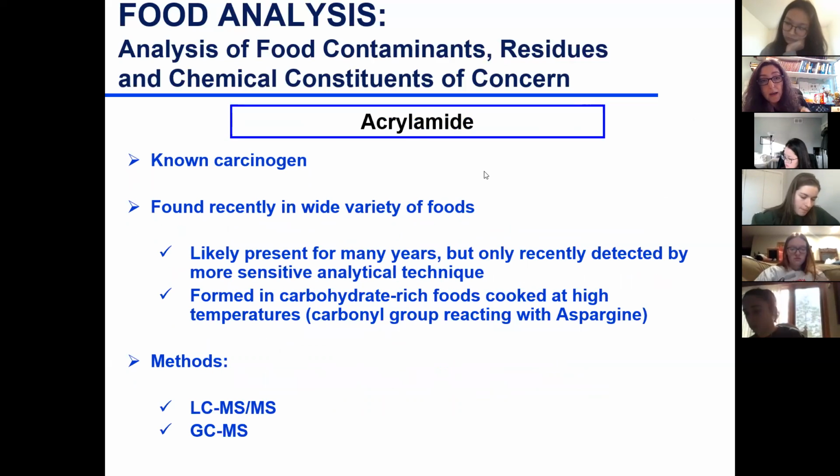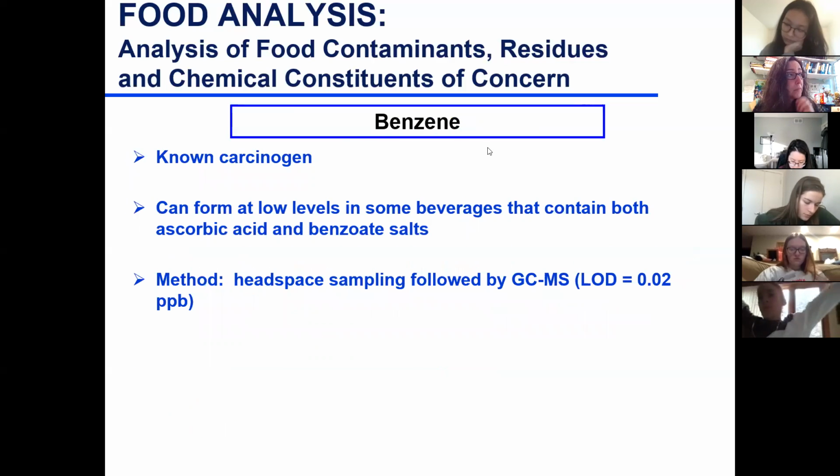Acrylamide is another chemical that can form during processing, but this forms mainly in high carbohydrate foods with high temperature in the presence of some proteins. So specifically the amino acid asparagine is the amino acid that reacts with reducing sugar to give you this metabolite, which is acrylamide, and it is a carcinogen. Again, chromatography with mass spectrometry as method of detection.